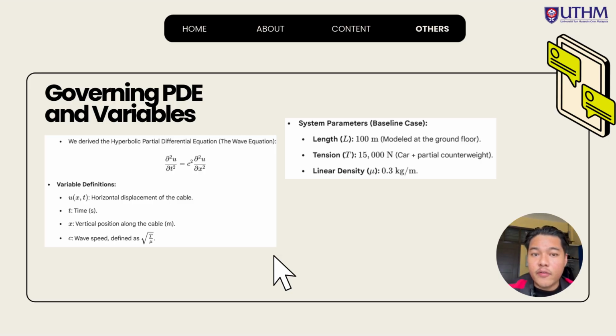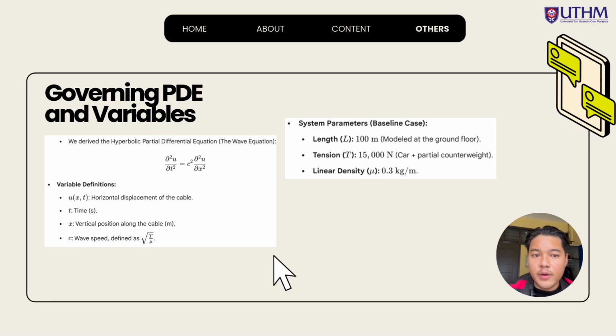Let me break down the variables. u(x,t) is the horizontal displacement, which means the sway of the cable. x is the vertical position along the cable. t is time. c is the wave speed, which is mathematically defined as the square root of tension over density.